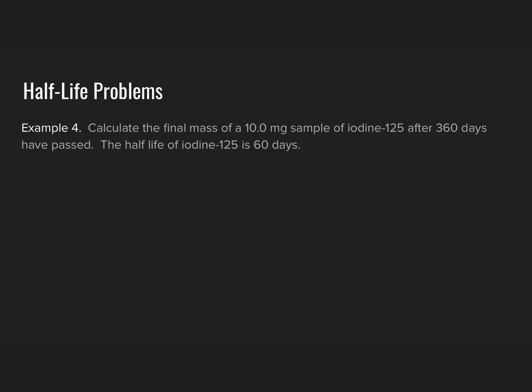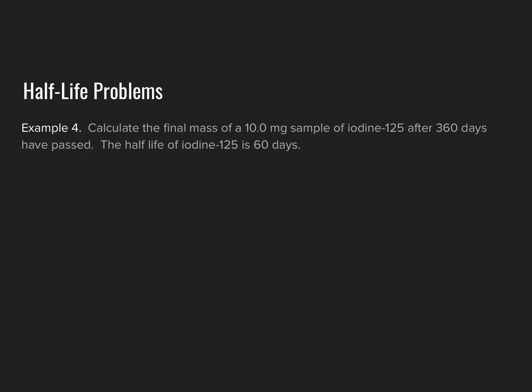All right, and as our last little look here, we're going to take a look at some half-life practice problems. We'll show you two methods of solving this first one here, and these methods should be familiar from your first year chemistry class last year. The first of these methods is what we're going to refer to as the chart method for solving a nuclear decay problem. So in this problem, we're going to ask you to calculate the final mass of a 10 milligram sample of iodine-125 after 360 days have gone by, given the half-life of iodine-125 is 60 days.